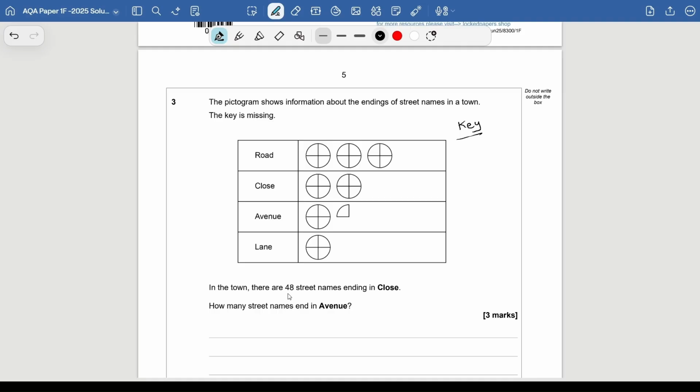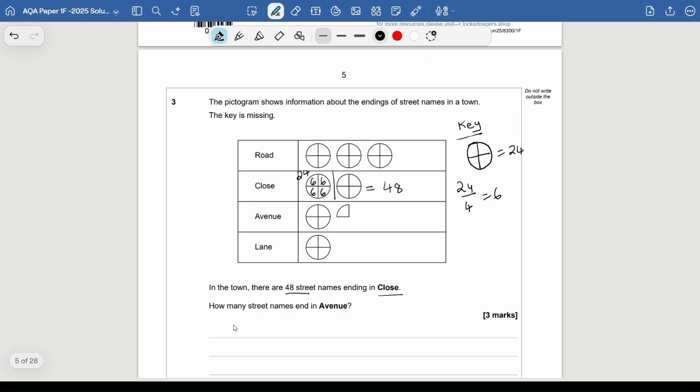It says that there are 48 street names ending in close. Here we see for close, there are 2 circles which are each divided into 4 parts, and they are both equal. The total of them is 48. So each of them has to be 24. So one circle should represent 24. If it's divided in 4 parts, a quarter of 24 has to be 6. So each of these quarter circles represents 6. So one circle is 24. That's the key I can represent it as.